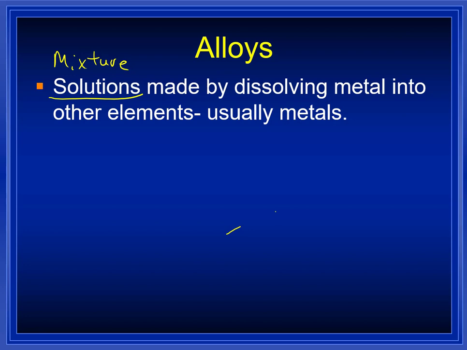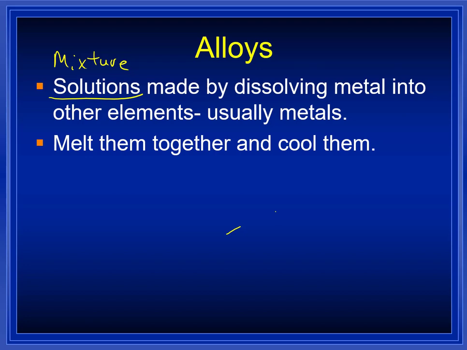Now, gold rings are not 100% gold because pure gold is too soft. They put other metals in to harden it. Okay? Now, do they do that while it's a solid? Nah. You melt them together and then cool them off. Right? You got to melt them first.